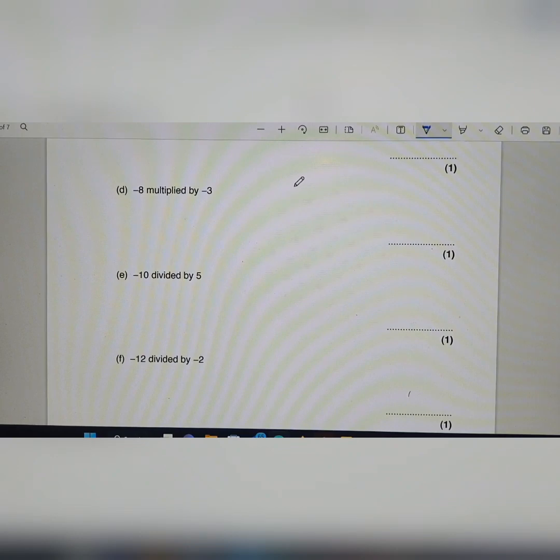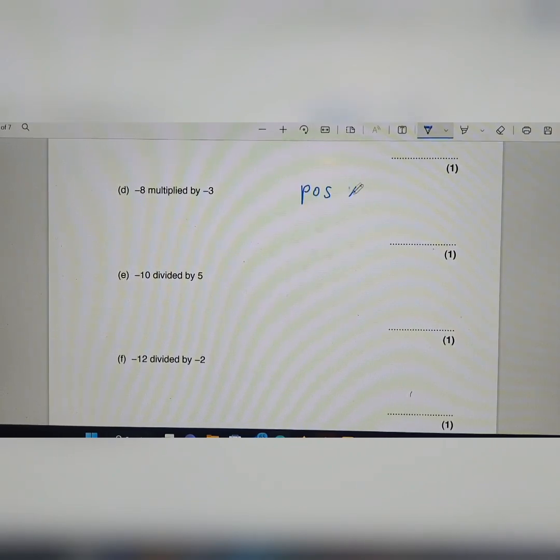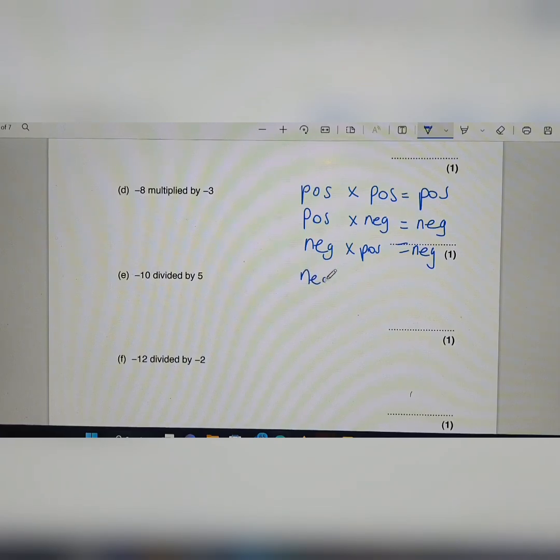So when you're multiplying, I usually get the kids to write this down. When you multiply 2 positives, you'll get a positive value. When you multiply a positive and negative, or negative and a positive value, you will get a negative. So it will always be negative if my 2 numbers are opposites of each other. And when my 2 values are in the same group, for example 2 negatives or 2 positives, you will get a positive outcome. So knowing this is key.